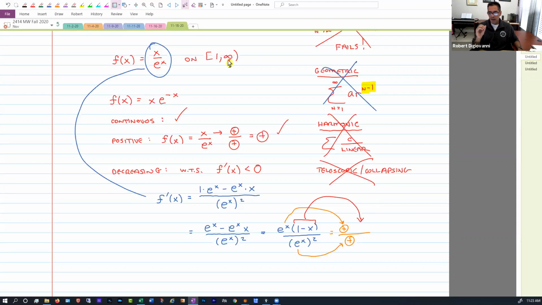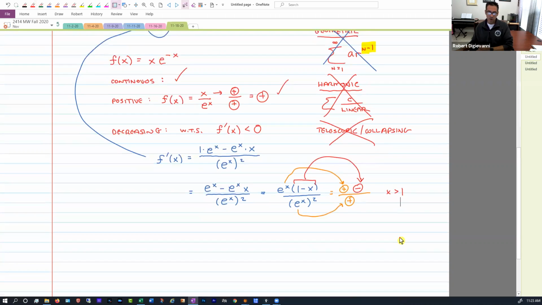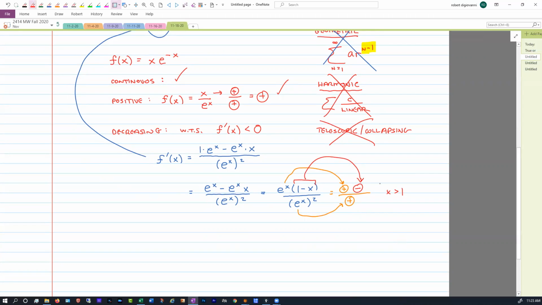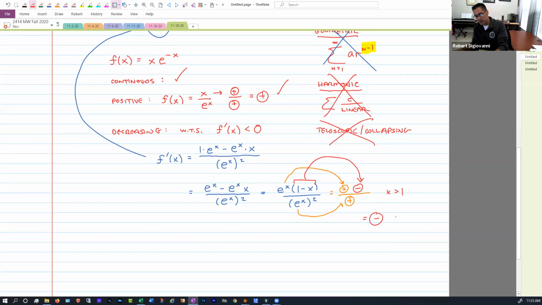So there is one particular place where this thing is not negative, but everywhere to the right of 1, we're going to have a negative derivative. So this should be negative so long as x is bigger than 1. That should be true. So we have decreasing. Any questions? No, sir. So go ahead. So this is negative, right? So check. We have a negative derivative.